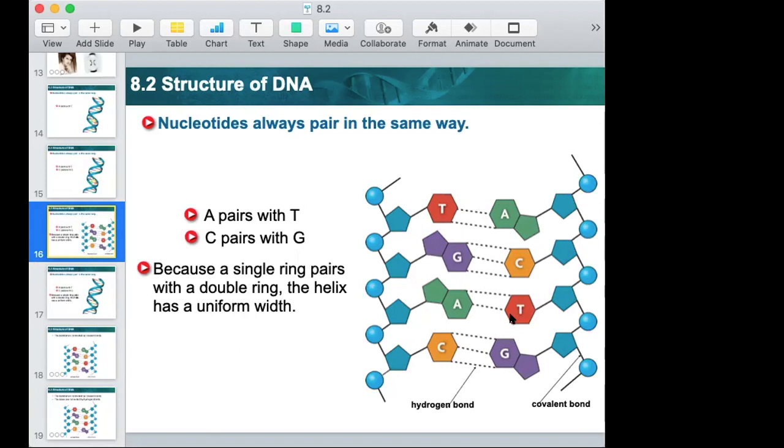Now, hydrogen bonding is a bond that's pretty weak. Covalent bonding is pretty strong. So it's kind of like Velcro, where you need to have it stay together when you want it to, but pull apart when you want it to as well. DNA is like that as well, or like a zipper. You need to be able to pull it apart when you need to, but also keep it together when you want it to.